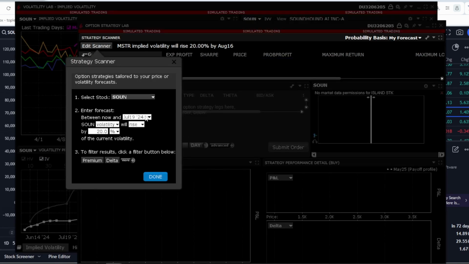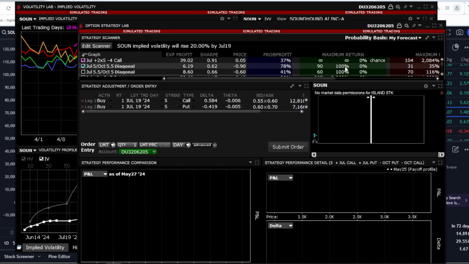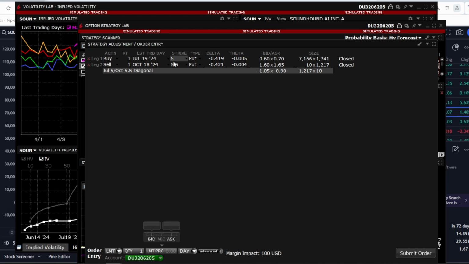Let's take, for example, mid-July. Let's say that volatility will increase by 20%, and let's see what the artificial intelligence suggests in terms of strategies. It suggests buying one put option with a $5 strike for July and selling one put option with a $5.55 strike for October. I must say right away, this is a complex strategy because it involves both buying and selling options with different strikes and different expiration dates. It's really a very complex strategy, but the more complex it is, the more interesting it becomes.